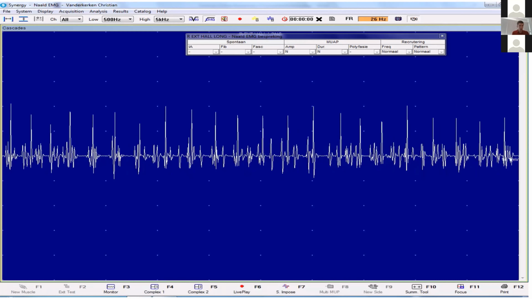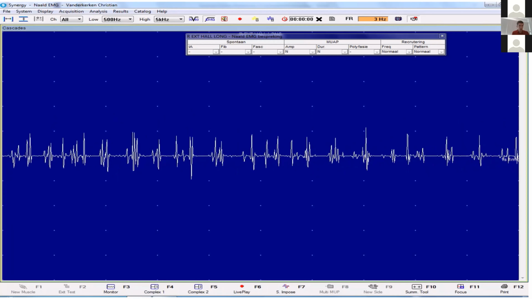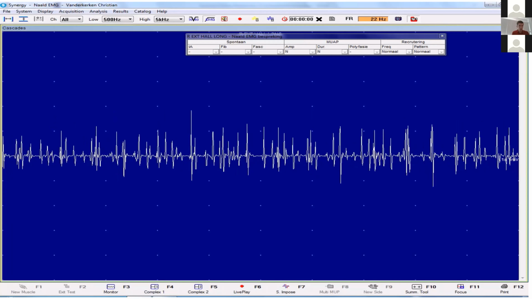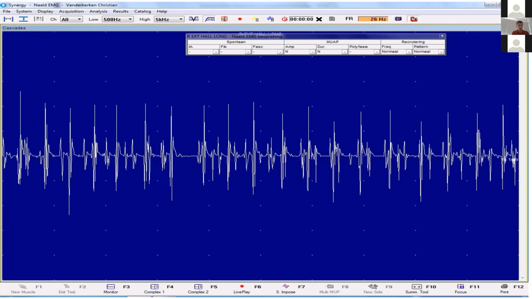This is the sputtering. This is sputtering, neurogenic condition.